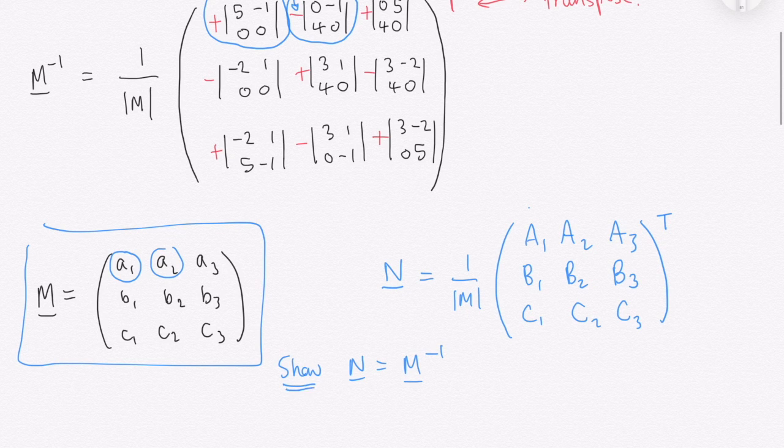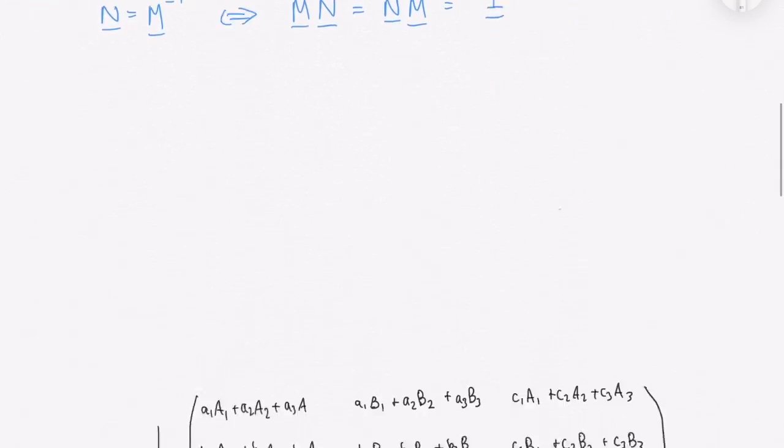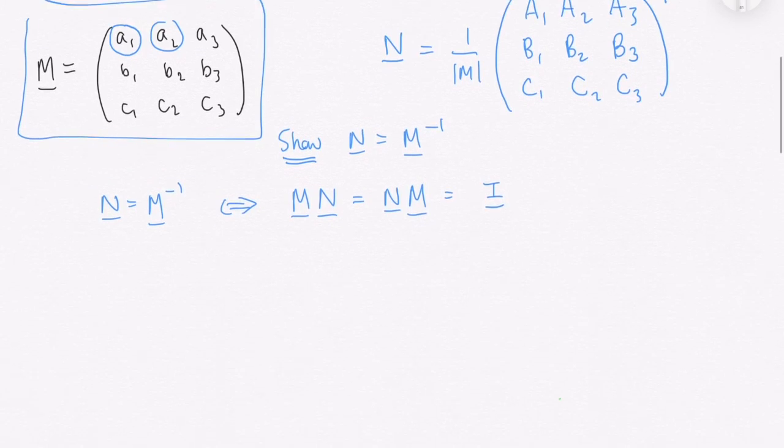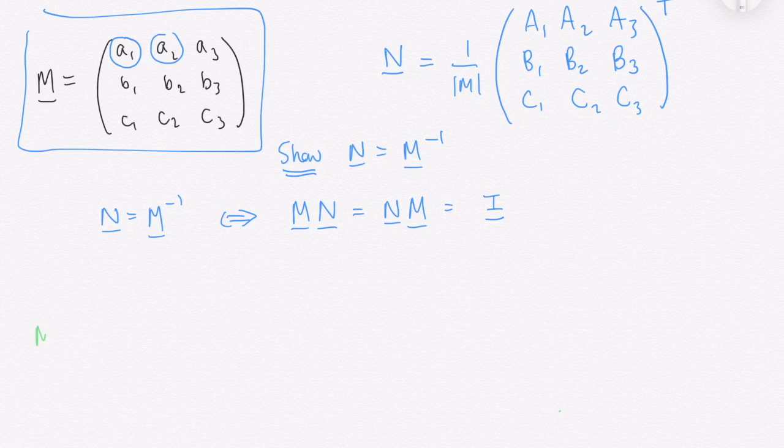And how are we going to do that? Well, N equals M inverse if and only if M times N equals N times M is equal to the identity matrix. So this is what we want to show. So let's do that, and let's start by thinking about M times N.